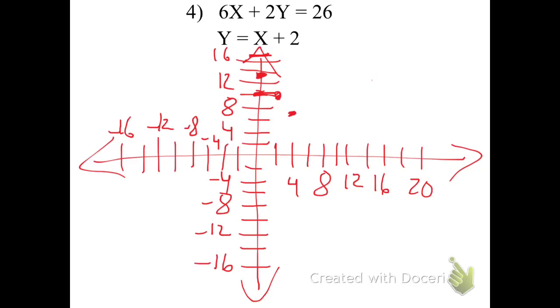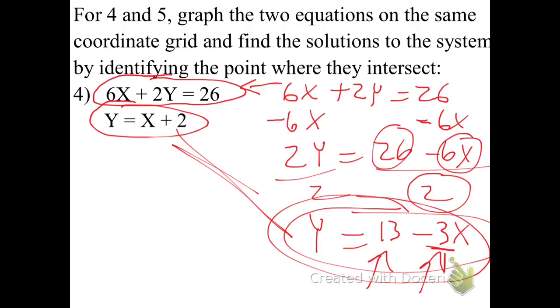Oh, it's so hard to draw a line on this screen. Anyway, beautiful line. I'm sure you guys think it's the best thing ever.